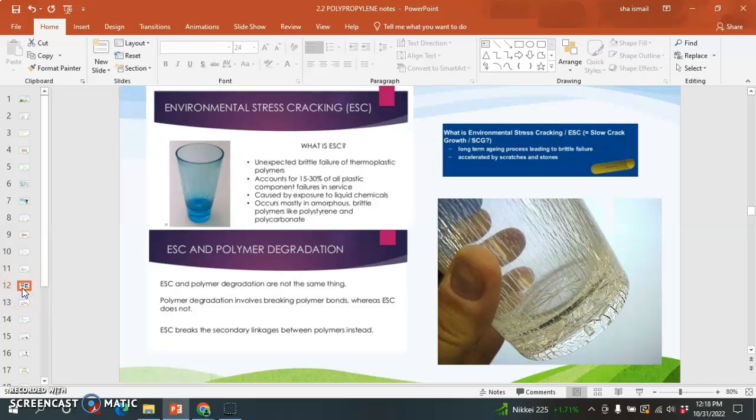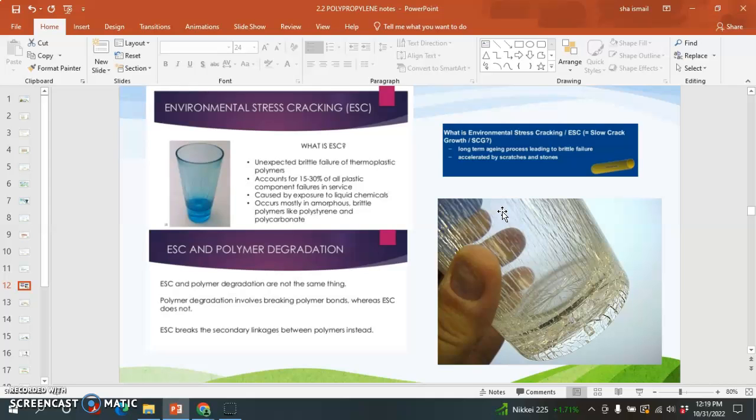Okay, this one is the example of environmental stress cracking for PP. Okay, so what is environmental stress cracking? It is a slow crack growth. It is a long-term aging process leading to brittle failure, accelerated by scratches and stones. So it is unexpected brittle failure of TPE, accounting for 15 to 30% of all plastic component failures in service, caused by exposure to liquid chemicals, occurring mostly in amorphous brittle polymers like PS and PC.